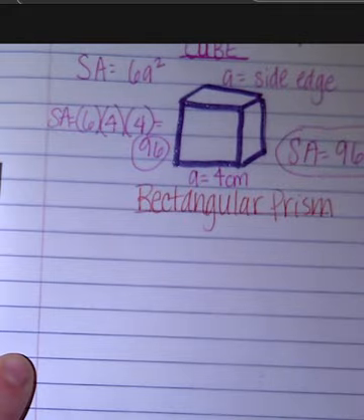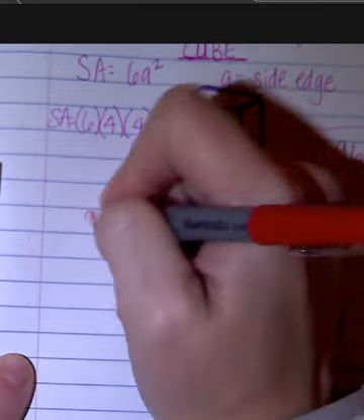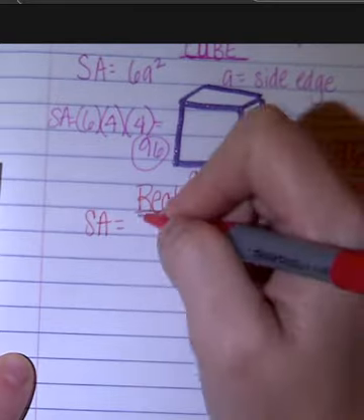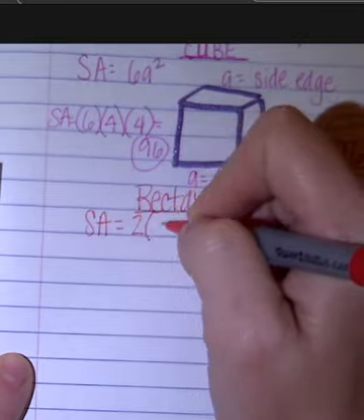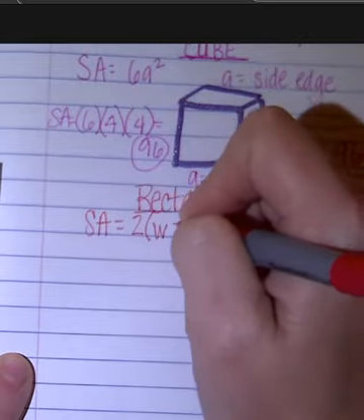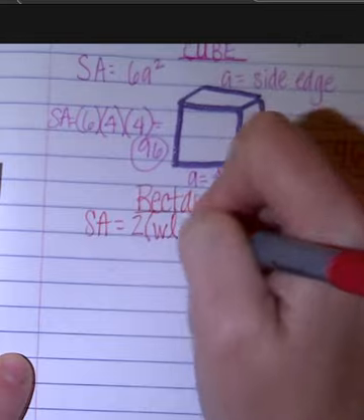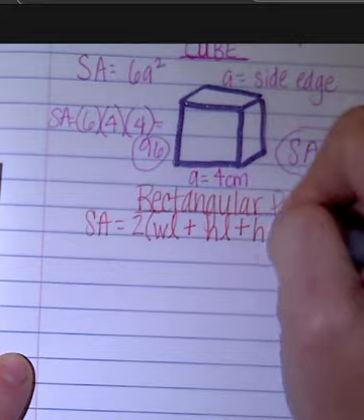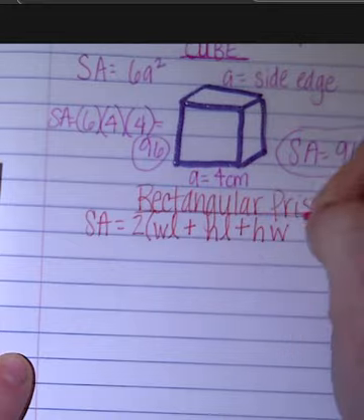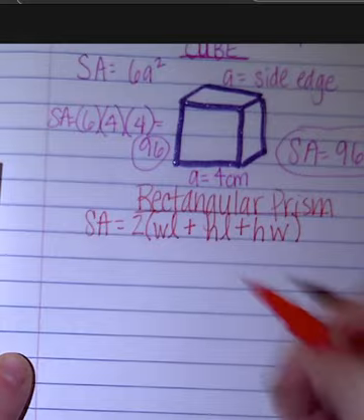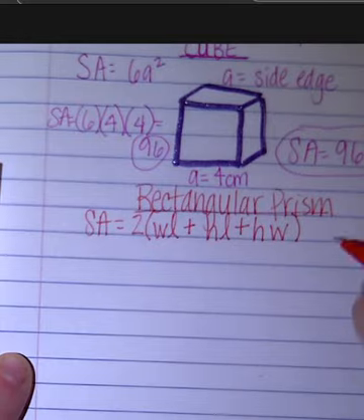Okay, and the formula is surface area equals 2, and then there's a parentheses, and in the parentheses it's WL plus HL plus HW, parentheses. Okay, so I'm going to show you what each of these things means on the sides.